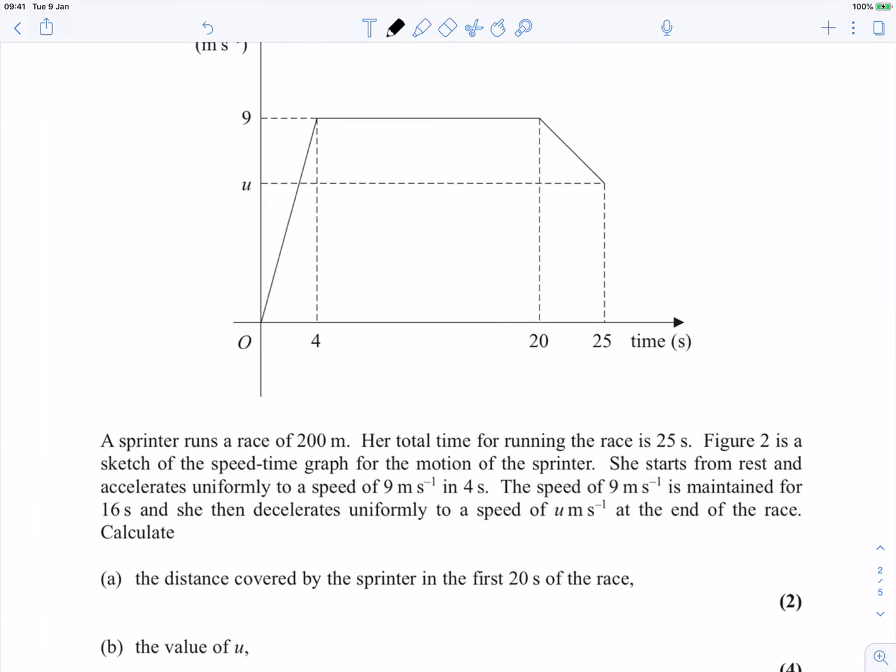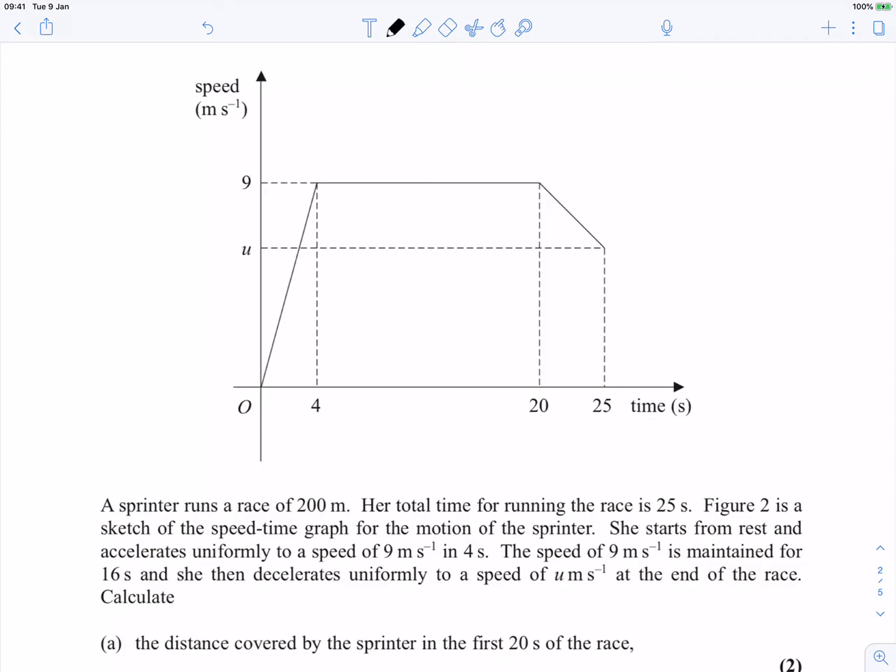A sprinter runs a race of 200 meters. Her total time for running the race is 25 seconds. Figure 2 is a sketch of the speed time graph for the motion of the sprinter. She starts from rest and then accelerates uniformly to a speed of 9 meters per second in 4 seconds. The speed of 9 meters per second is maintained for 16 seconds, and then she decelerates uniformly to a speed of u meters per second at the end of the race. Calculate the distance covered by the sprinter in the first 20 seconds.